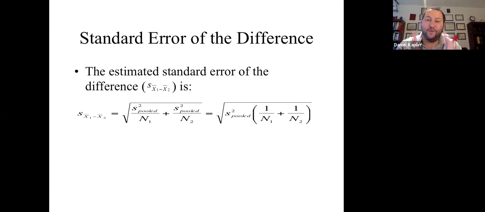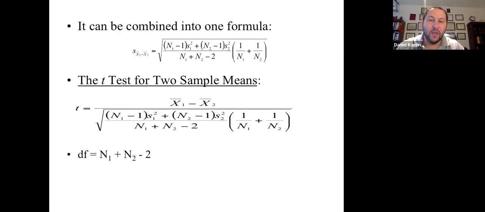Now, this formula looks pretty busy. So there's a simplified formula on the right. The standard error of the difference is we take the pooled variance and multiply it by 1 over the number of participants in sample 1 plus 1 over the number of participants in sample 2. If we were to smush it all together and combine it into one formula, this would be what our standard error of the difference formula looks like.